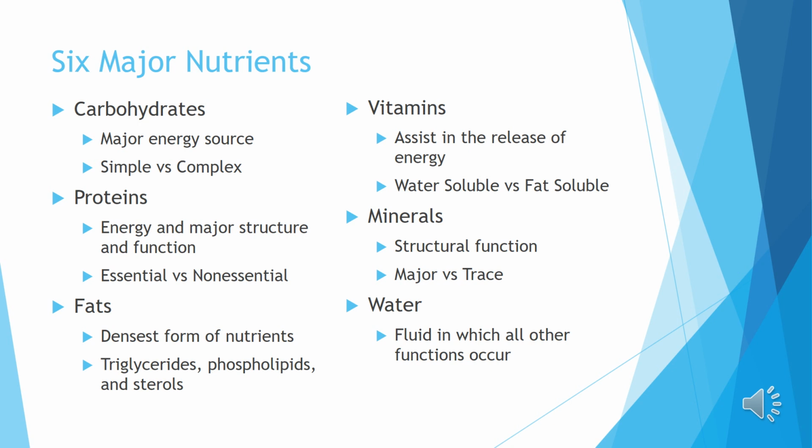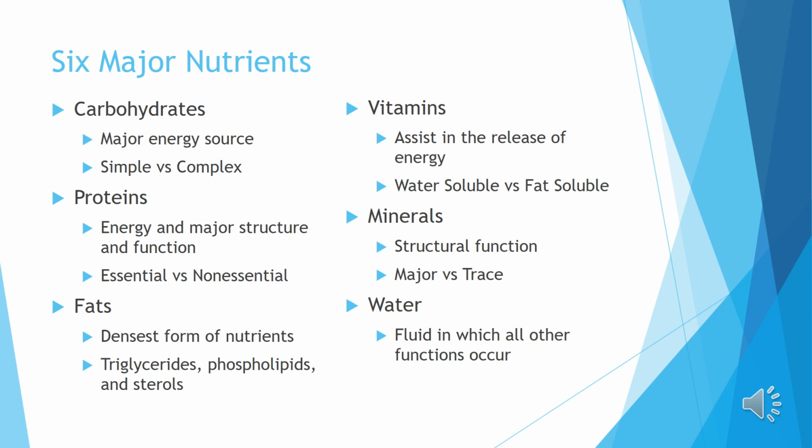Proteins are going to be huge in this course. They're a form of energy. They basically provide us with major structure and function in the body. But you're going to find that we have some essential proteins and non-essentials, and you'll be able to distinguish between the two of those. When it comes to fats, those are our densest form of nutrients.